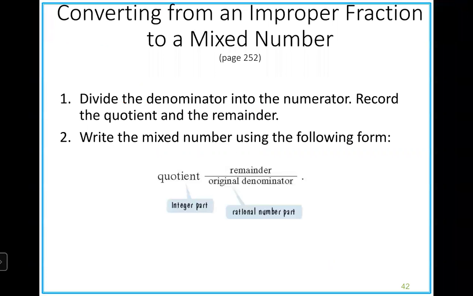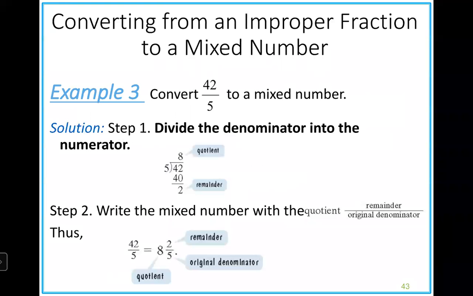Okay, thank you. And so we're now doing the reverse, doing the improper fraction back to a mixed number. So you're going to divide the denominator into the numerator, and then you're going to put the quotient and the remainder over the denominator to write it as a mixed number. So you have this example, 42 over 5. You say 5 into 42 goes 8 times, and the remainder is 2. So your answer then would be 8 and 2 over 5.